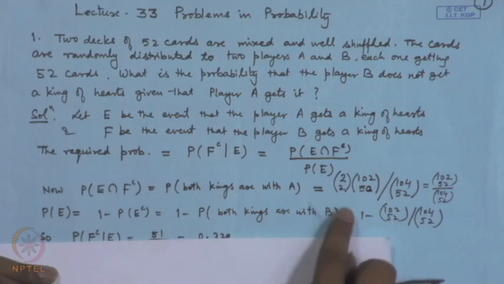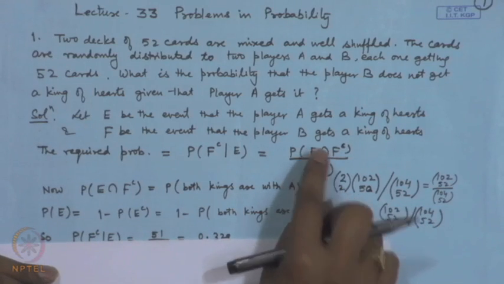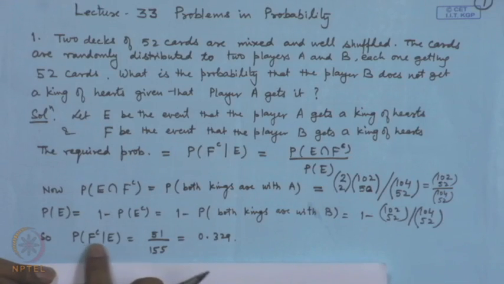So, substitute both of these terms in this formula. We get the probability of F complement given E as, after simplification, 51 divided by 155, which is 0.329, or approximately 0.33. That means, there is a 33%, or you can say a 1/3 chance that player B does not get a king of hearts, given that A gets it. Let us look at another problem.